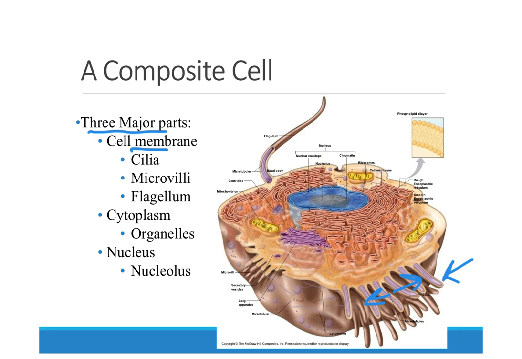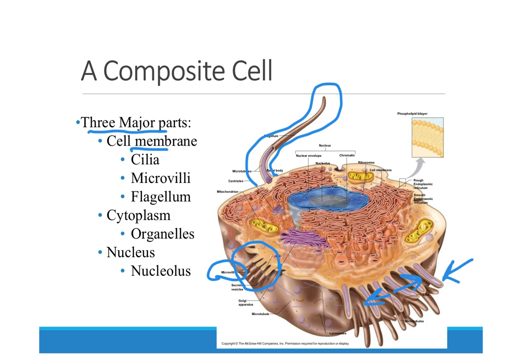Also, in your intestines, you have microvilli, which are very, very small finger-like protrusions out of the cell membrane. And these increase the surface area of the cell, and it would actually be all over the cell, not just one little part here. It allows us to absorb our nutrients more effectively because there's more surface to grab those nutrients and absorb them from inside the small intestine. And then there is the long tail here, known as the flagellum. And this is only in human cells.